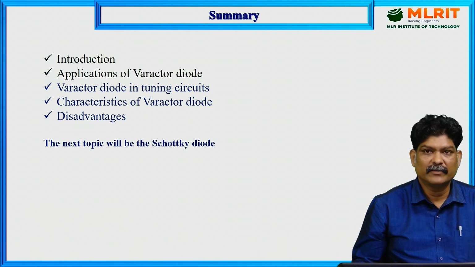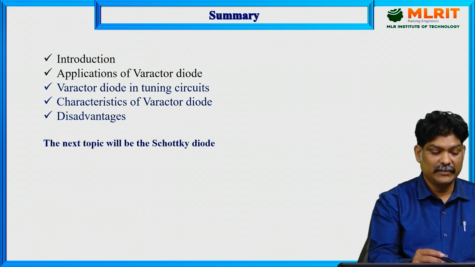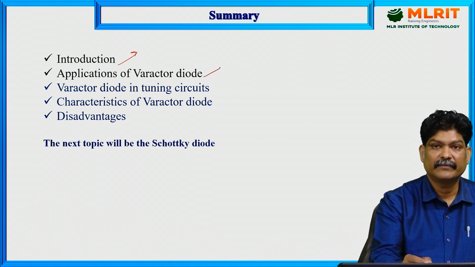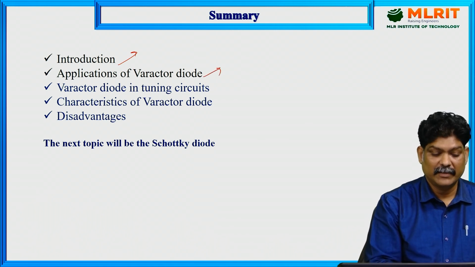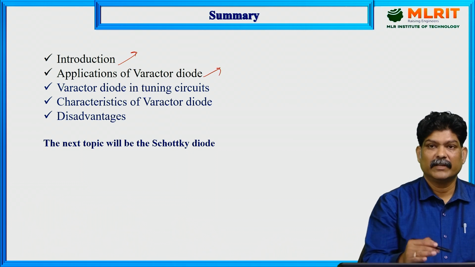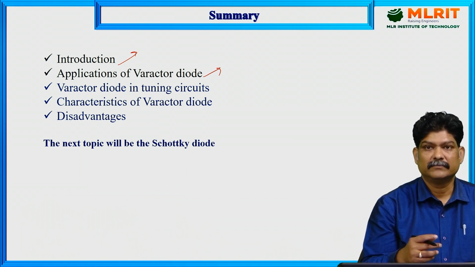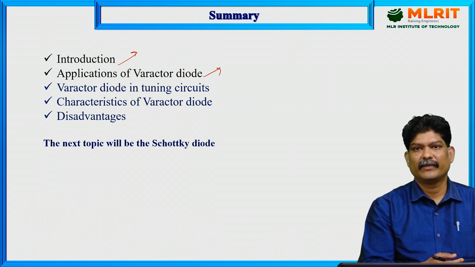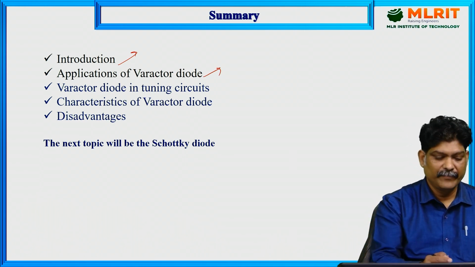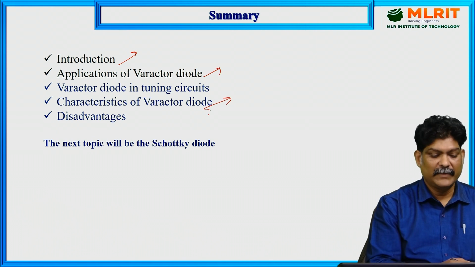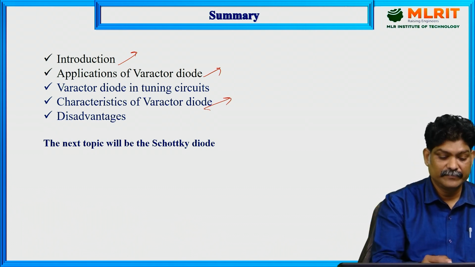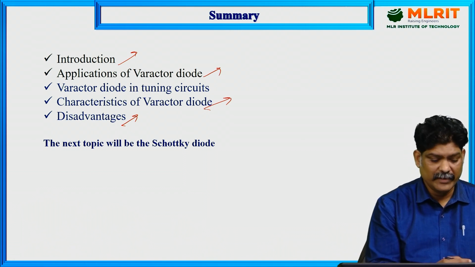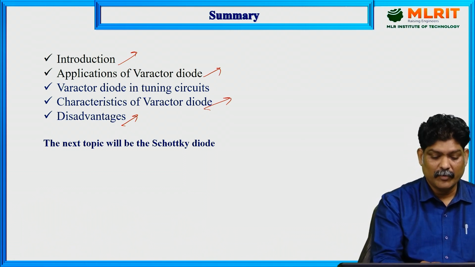So that's all for today's session. Today we started with an introduction to the Varactor diode, and we saw different applications of the Varactor diode, and particularly we discussed the use of the Varactor diode in tuning circuits, which are useful in radio frequency and radio communications. We also discussed the characteristics of the Varactor diode and its disadvantages. So that's all for today, and the next topic will probably be the Schottky diode.